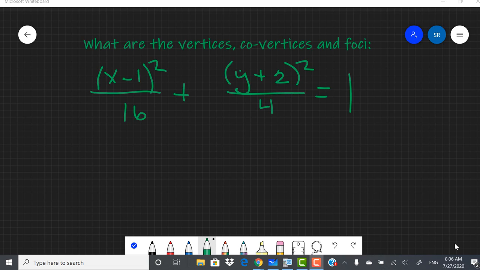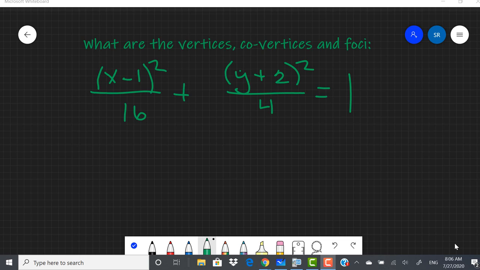Okay, in this video, we are going to find the vertices, the co-vertices, and the foci of this ellipse. So you notice it's a little bit different than the previous video because now I have x minus 1 squared in the numerator and y plus 2 squared in the numerator. So our center is not at 0, 0.